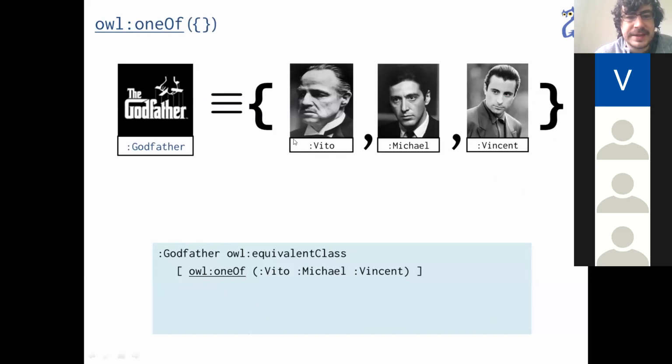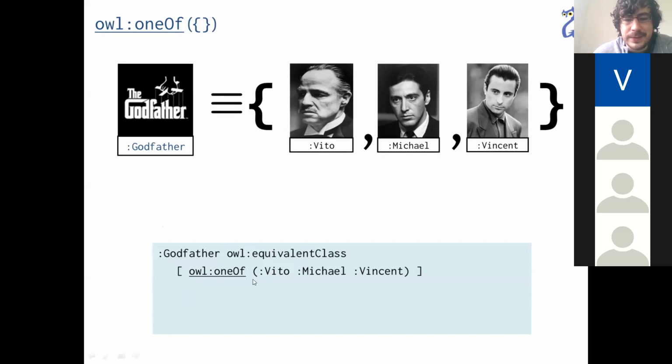So the last type of set definition we have is to define a class to be a set of entities. Here we say that the Godfather is equivalent to the set of three entities, Vito, Michael, and Vincent, right? So we can actually define a class by defining all of its instances. We could also define all the regions of Chile, for example, by just enumerating them, or the US states or EU countries, whatever. So in this case, we say Godfather is equivalent to this class of three entities.